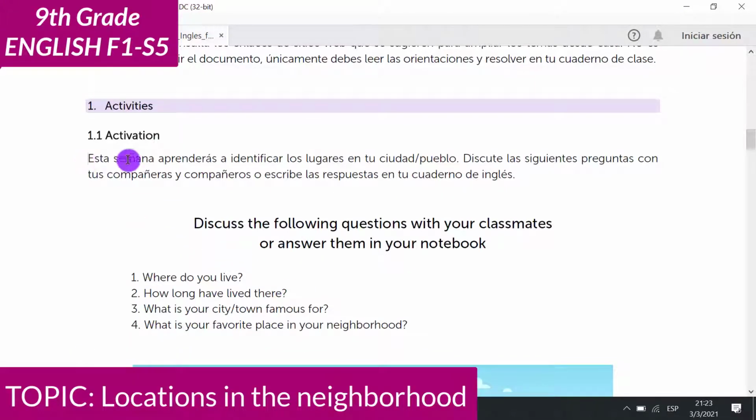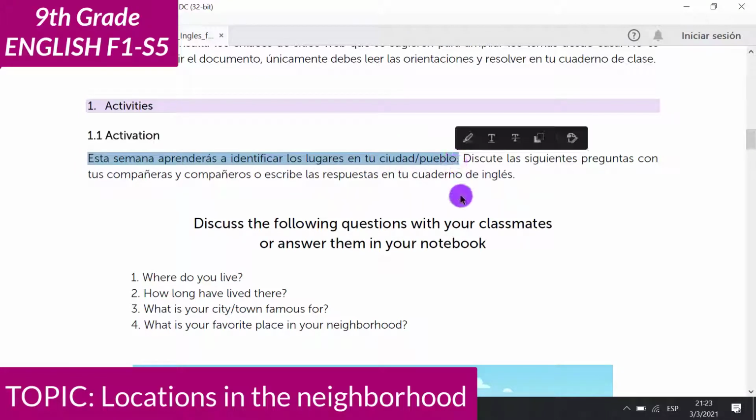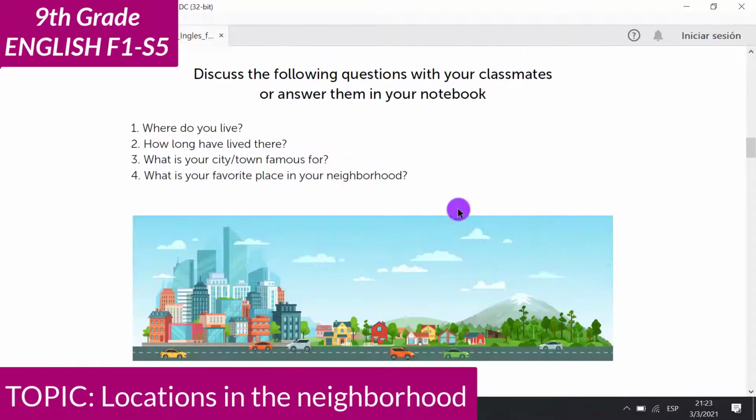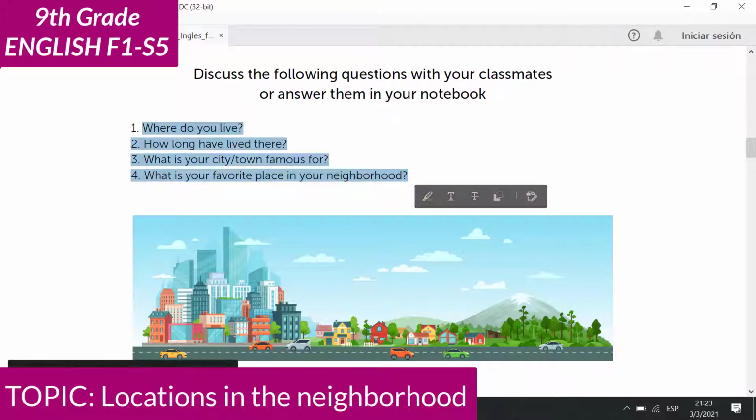Let's start with the activation part. Aprenderemos a identificar los lugares de tu ciudad o tu pueblo. Of course, this is going to be in English. Identify the places in your city or town in English. Discute las siguientes preguntas con tus compañeros y escribe las respuestas en tu cuaderno en English. Okay, so you see these questions. You have to answer these questions in English, please. Esas preguntas las respondemos en inglés.